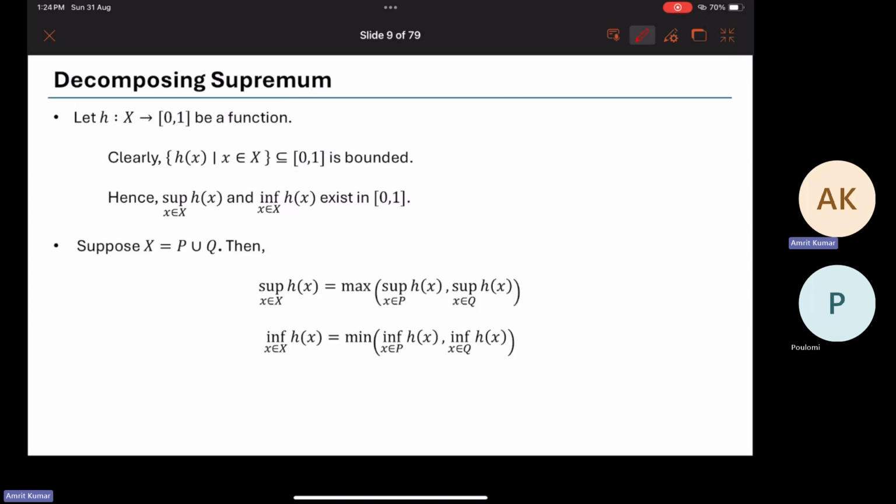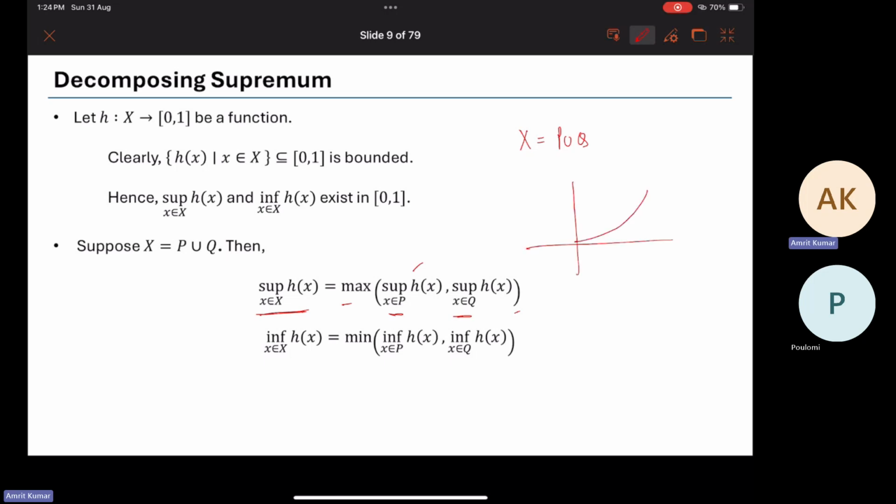Now, what is interesting is this. Suppose I'm able to write my domain X as a union of two subsets P and Q. Then taking the supremum over the entire X is the same as first taking the supremum over P, then taking the supremum over Q, and then taking the maximum. Now this kind of makes sense, right?